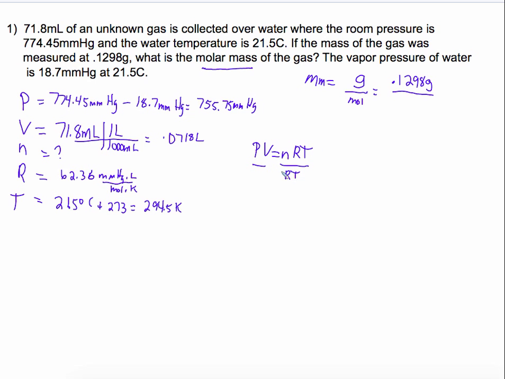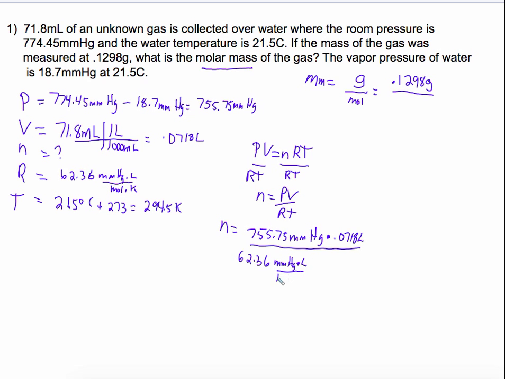Now, once you get everything in the right units, we can take PV equals nRT. I prefer to rearrange it, dividing both sides by RT, and then I get n equals PV over RT. That's how we're going to get the moles. So then I'm going to plug in n equals P, 755.75 millimeters of mercury, times V, 0.0718 liters, divided by the R value, 62.36 millimeters mercury times liters divided by moles Kelvin.